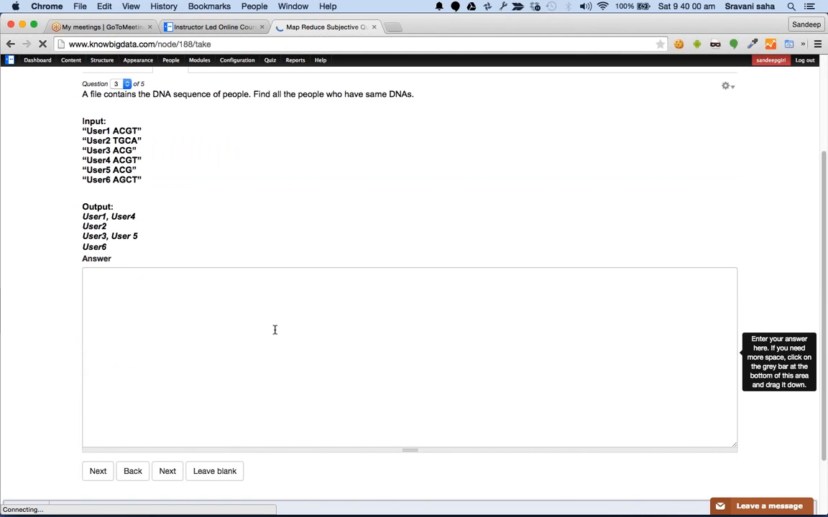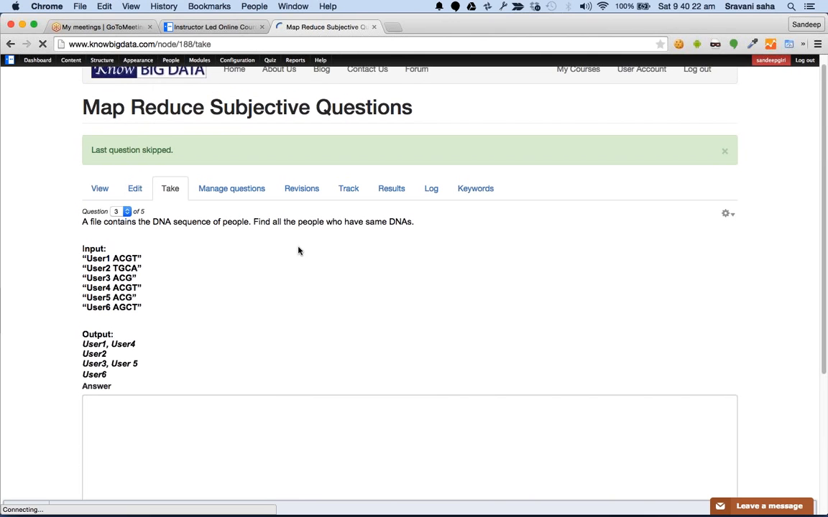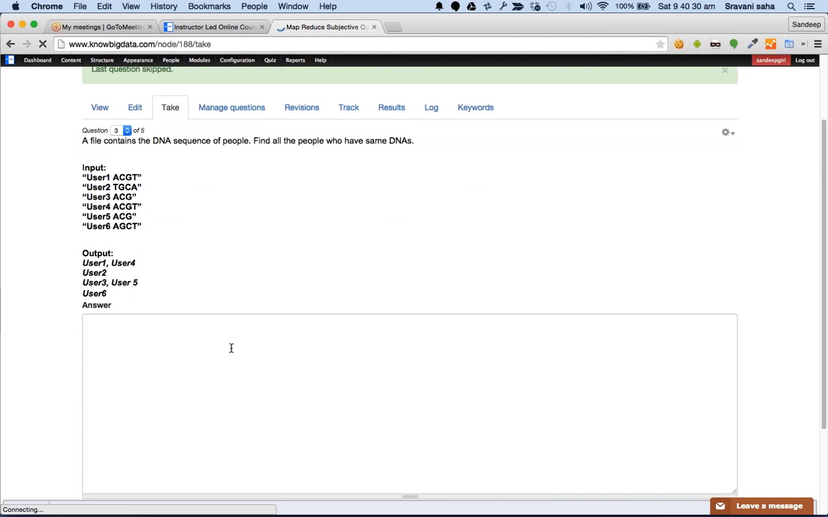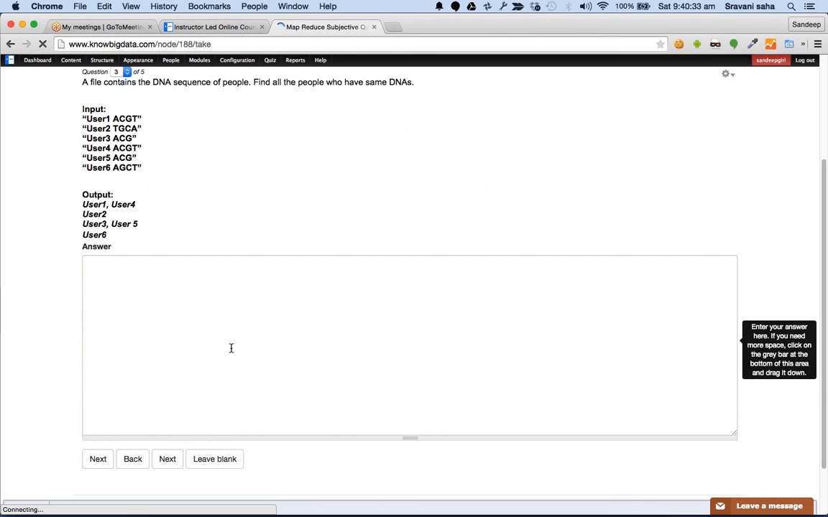All right, this must be clear to everyone, right? So for example, user one and user four, ACGT, are the people who have the same DNA, and user 3 and user 5, ACG, while user 2, which is TGCA, does not have anybody else sharing the same DNA. So if you have to do this kind of thing, what will you do? What will be the key and value in the mapper, and what will be the logic inside the reducer?